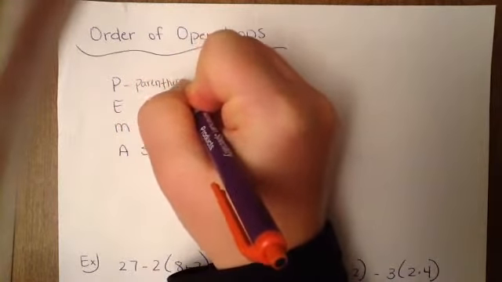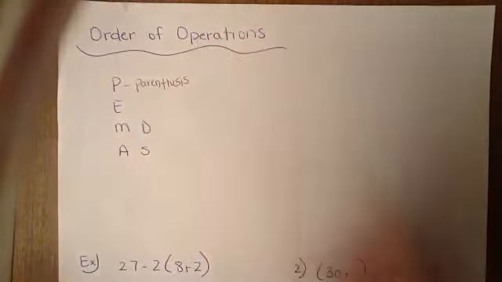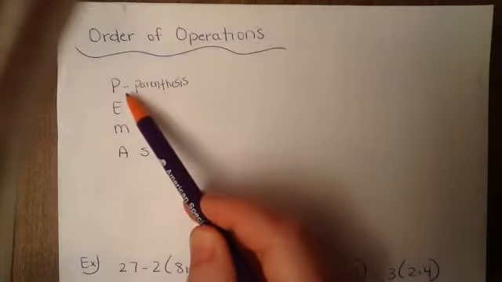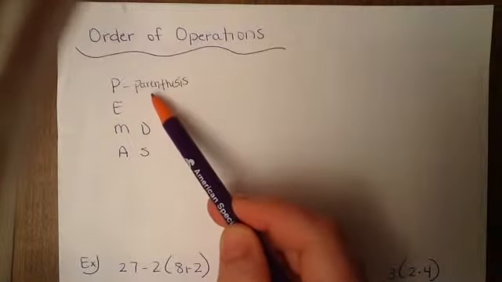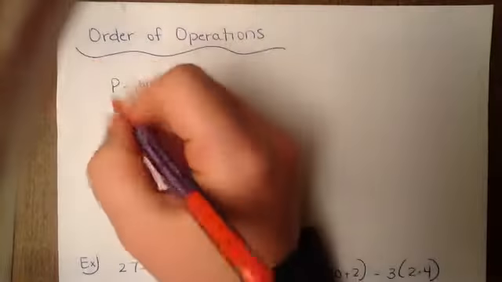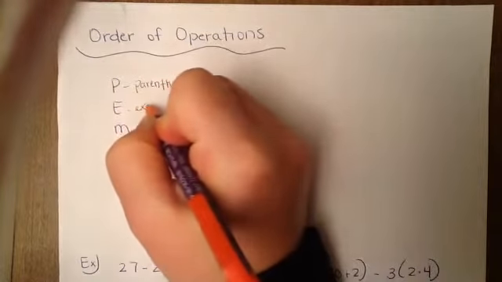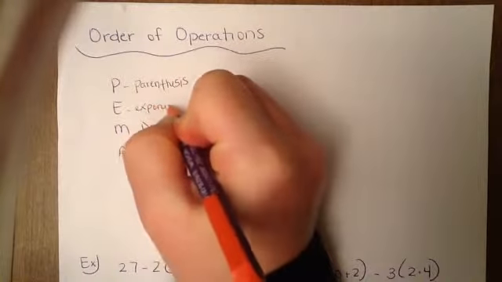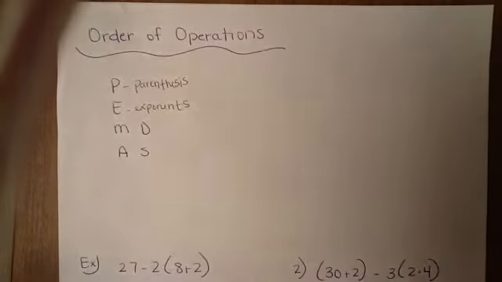So when you're given a problem to solve, you have to follow this order or this set of rules when you are going to solve. The first thing you must look for is your parentheses. Do whatever is in parentheses first. What about the E? E stands for exponents. So you do parentheses first, and then you solve any of the exponents.